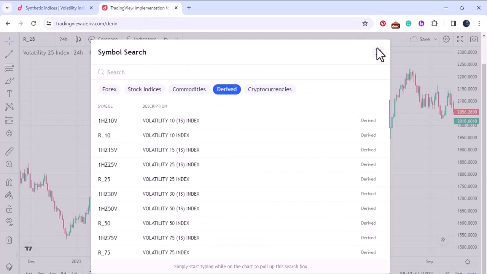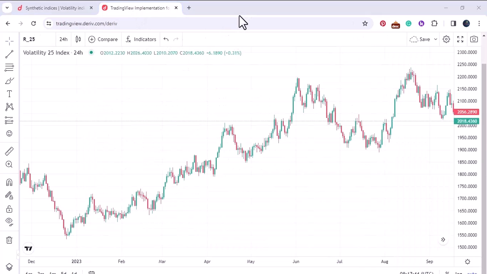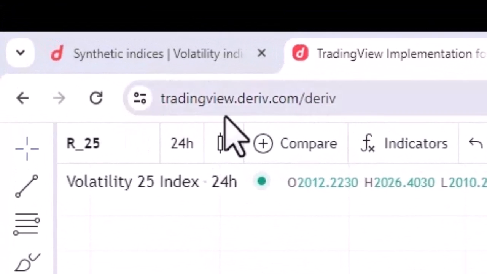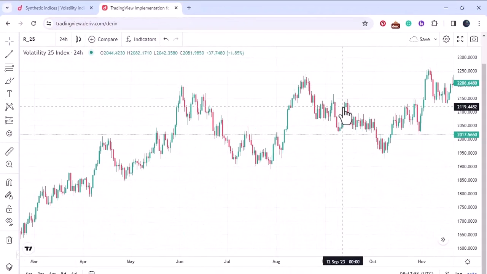They have their own TradingView, right? This is the URL that you can use to access this TradingView page: tradingview.deriv.com/deriv, right? So this is what you get.